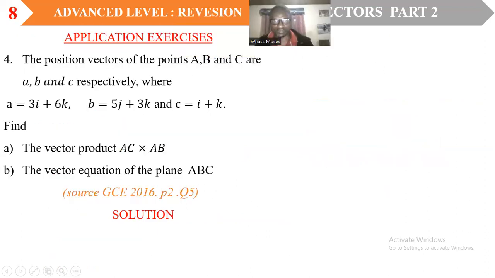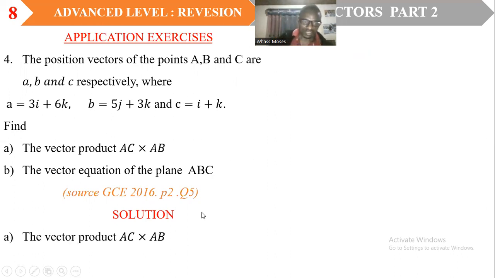We move to the fourth application exercise, which is also taken from GCE 2016, paper 2, question 5. I read the question: the position vectors of the points A, B, and C are a, b, and c respectively, where a is 3i plus 6k, the position vector of B is 5j plus 3k, and the position vector of C is i plus k. Find (a) the vector product AC cross AB, (b) the vector equation of the plane ABC.